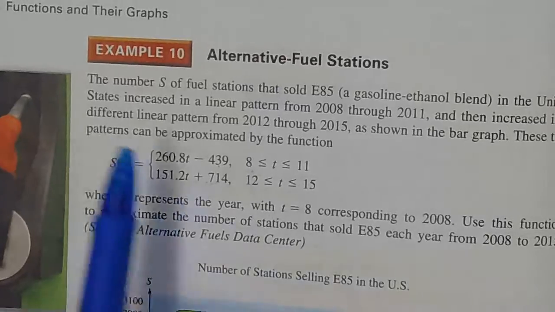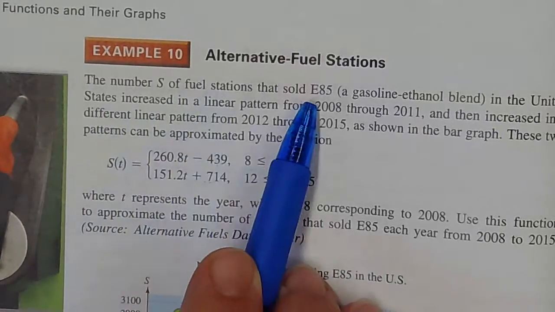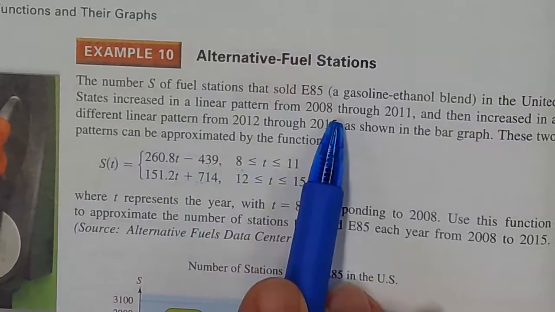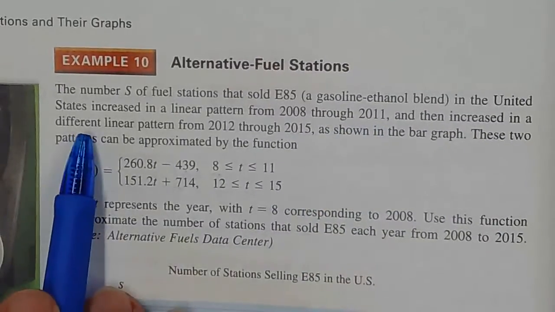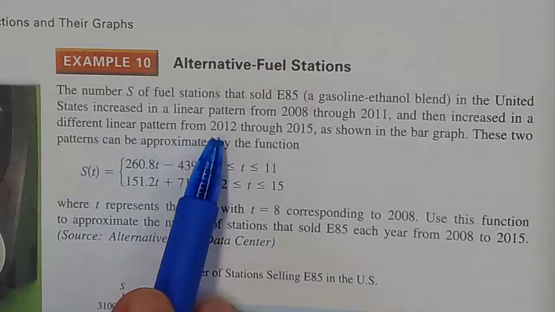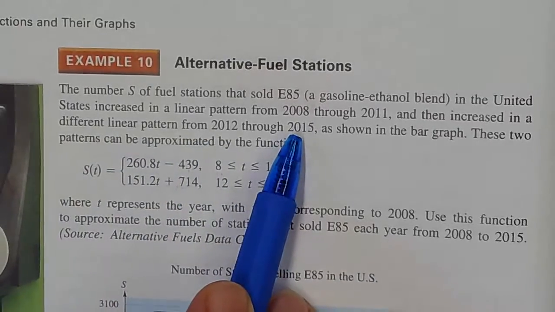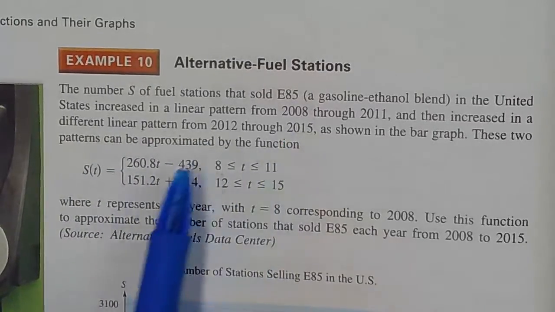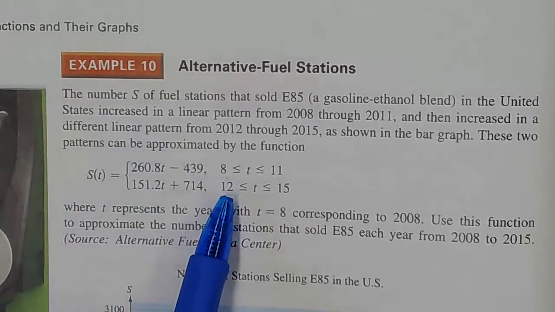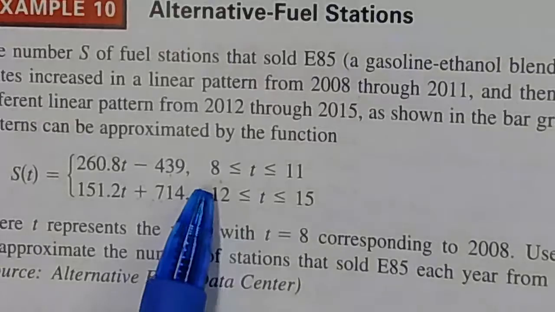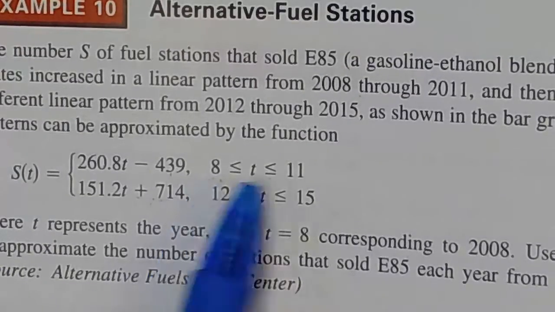This just goes over the number of fuel stations that sold E85 in the United States from 2008 to 2011. But then it increased and there was a different linear pattern from this time span. Okay, so what they created was two different equations. Why? Because they had a different linear pattern on these years. Okay, and they let 8 represent 2008 and so on.